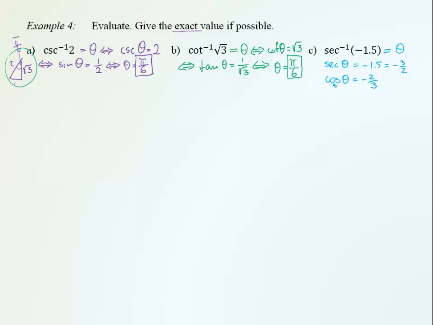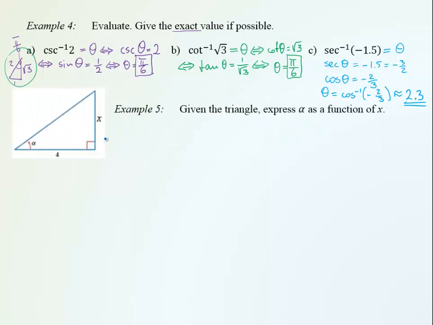And then we just use inverse cosine of negative 2/3, which gives us theta equals cos to the minus 1 of negative 2/3. From the calculator, it is approximately 2.3 to 1 decimal place.